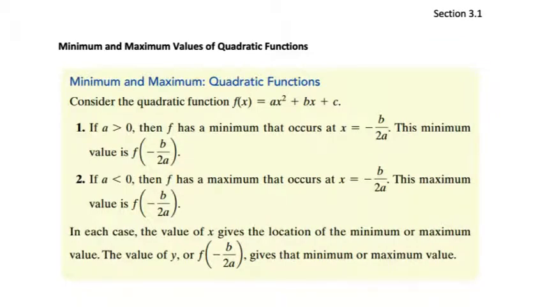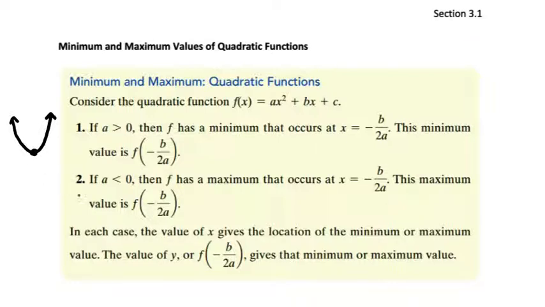In this video for section 3.1, we're going to be talking about minimum and maximum values of a quadratic function. For a quadratic function, it's either going to have a minimum or a maximum value. One or the other, but it can't have both. If the leading coefficient is positive, then that means that the parabola is going to open upward. So it's going to look something like this. And that means that it's going to have a minimum point or a lowest point.